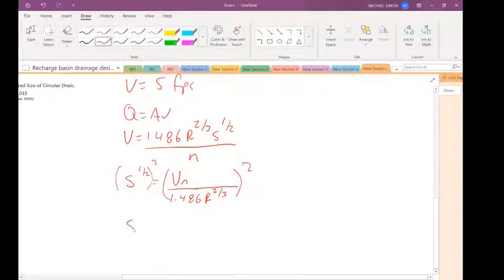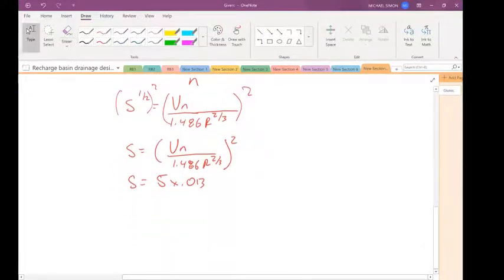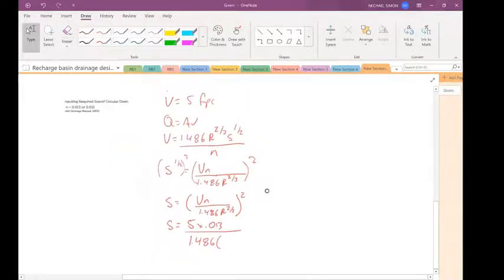So that's going to give me slope is equal to Vn over 1.486 R to the 2/3 squared. So my slope will be equal to 5 times 0.013 over 1.486 times R to the 2/3. So my diameter is 48 inches. Oh, this is my favorite pipe.